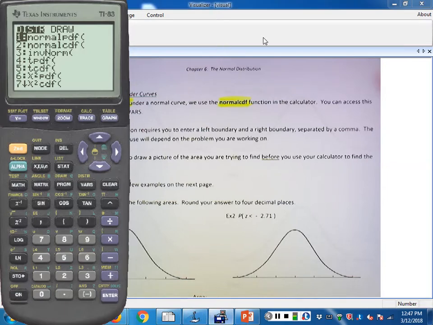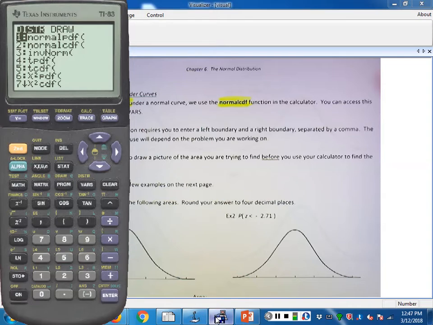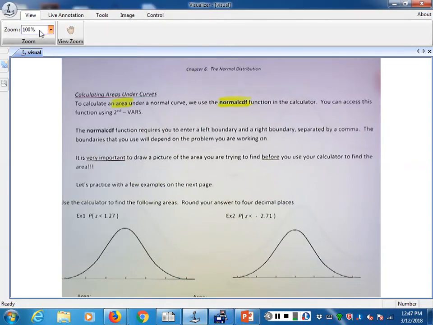I'm going to see if there's a way I can make this image a little bigger, because I know that print's kind of small even though you do have.